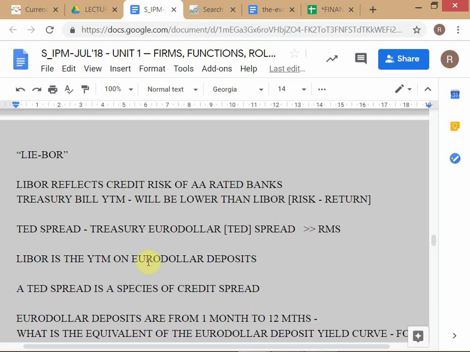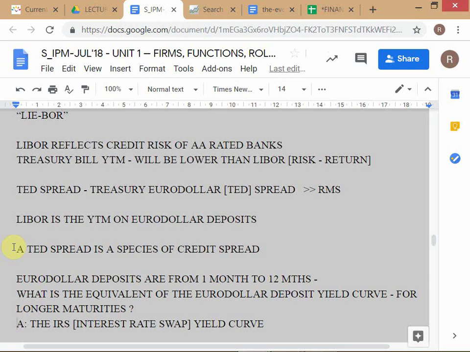Okay, so we looked at LIBOR because LIBOR is the default benchmark for floating rate issuance. Here I'm writing YTM just to avoid having to write a big word like yield. If I use this percentage symbol, that means I'm referring to an interest rate. It could be either a YTM or a yield on a deposit.